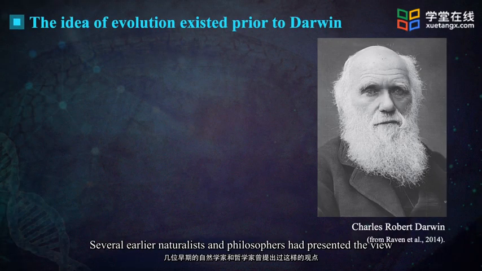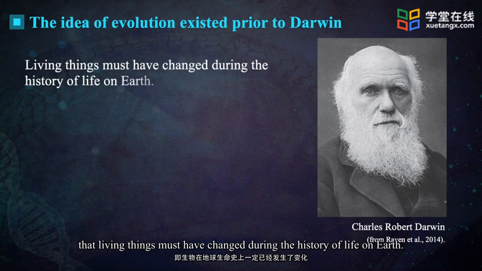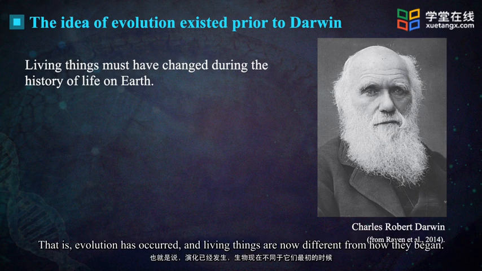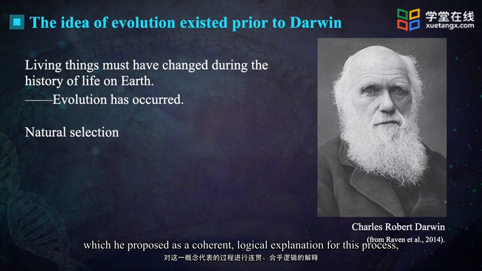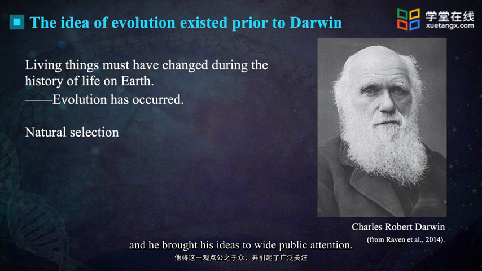Several earlier naturalists and philosophers had presented the view that living things must have changed during the history of life on Earth. That is, evolution has occurred, and living things are now different from how they began. Darwin's contribution was a concept he called natural selection, which he proposed as a coherent, logical explanation for this process, and he brought his idea to wide public attention.